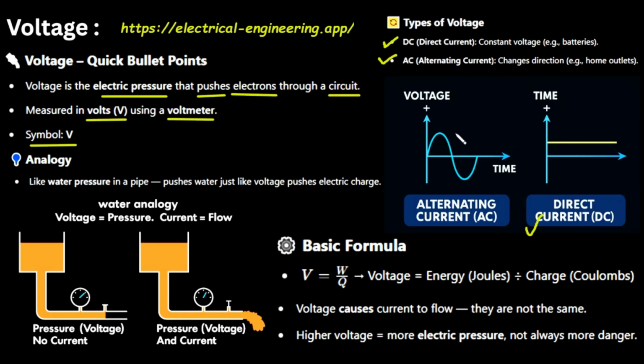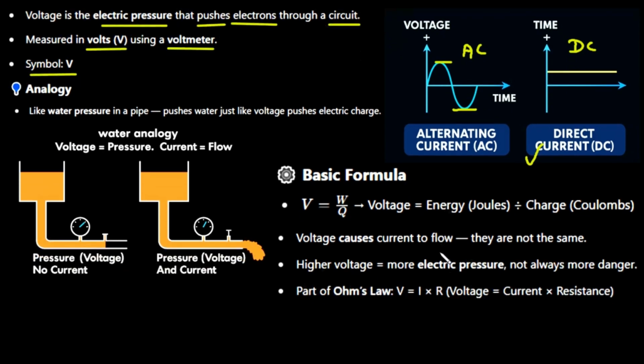The second type is AC, which stands for alternating current. In AC, the voltage constantly changes direction, alternating between positive and negative. The electricity in your home outlets is AC. The graph for AC looks like a wave, called a sine wave. It shows the voltage smoothly rising to a positive peak, falling to a negative peak, and repeating this cycle over and over.